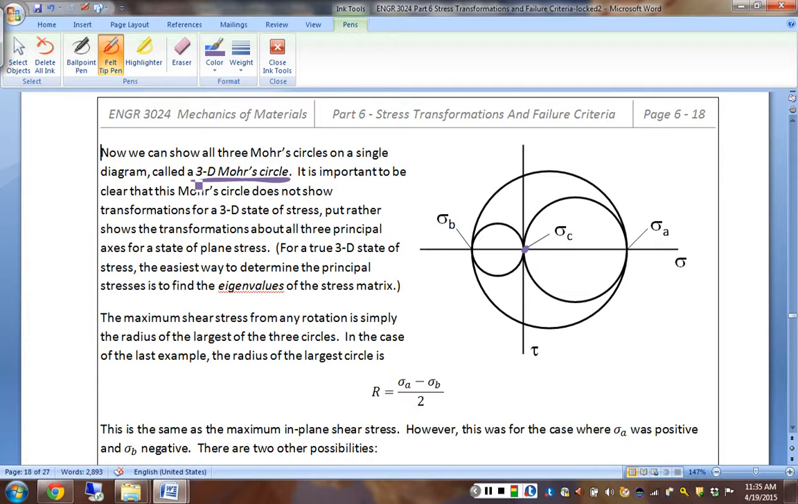It is looking at the transformation about the principal axes, that is, the rotation around the sigma A, the sigma B, or the sigma C axes. So what we really care about is the largest possible value of the shear stress for a given stress state.